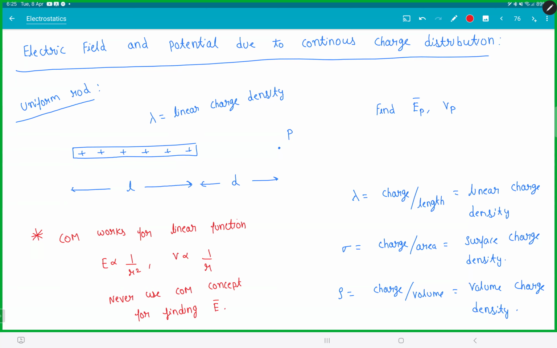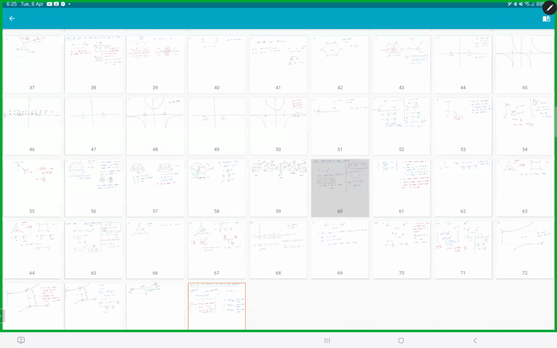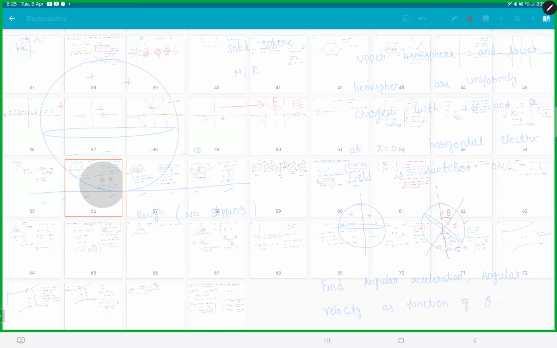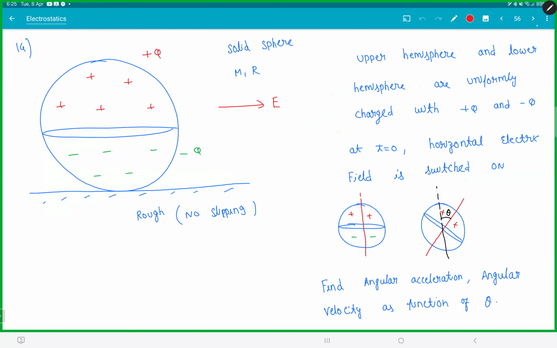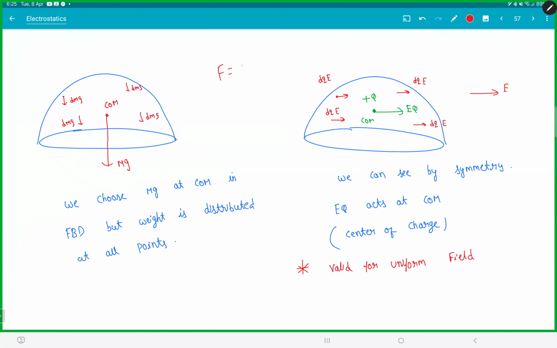Finding E, var, and V. Then you might ask, sir, but we did a question last time, and in it we did use center of mass. Now, if you go back to that question, you can ask yourself, how did I use center of mass? I didn't use center of mass for field. I said the field is constant. I said force is field into charge. Charge is power 1, isn't it? Here field is linear.